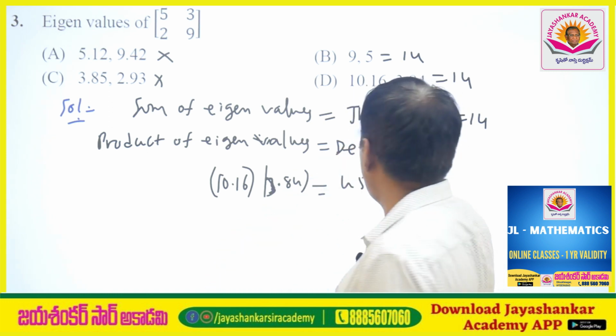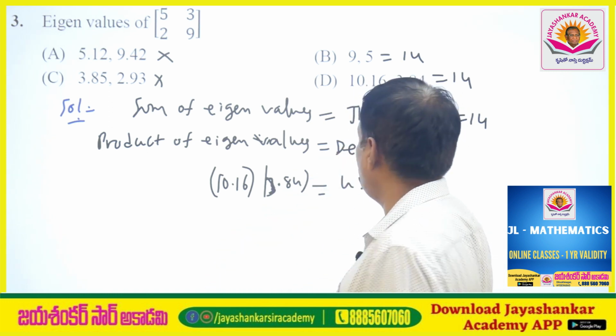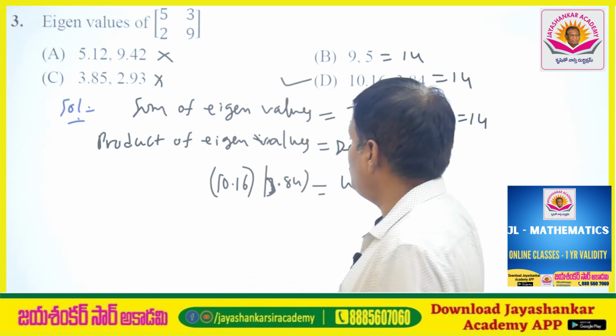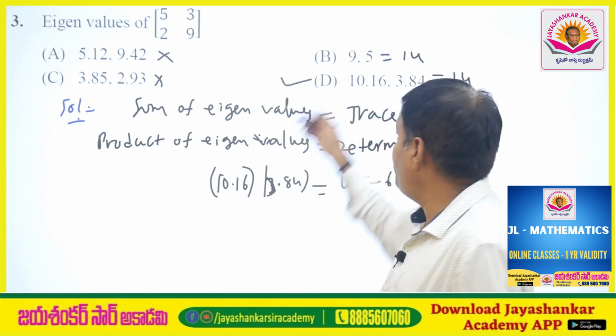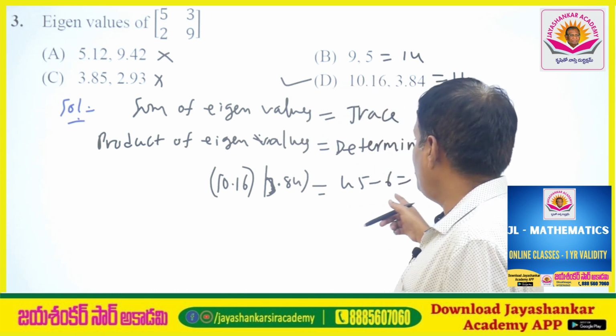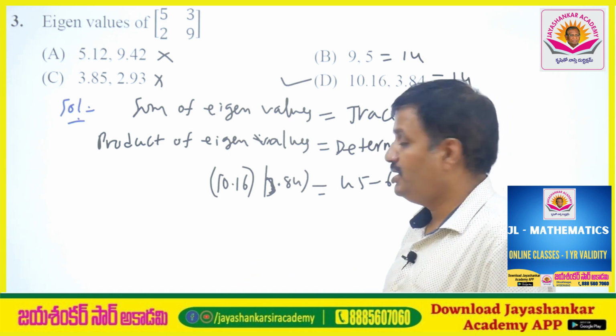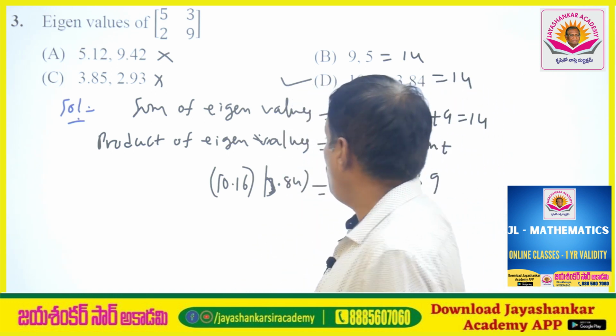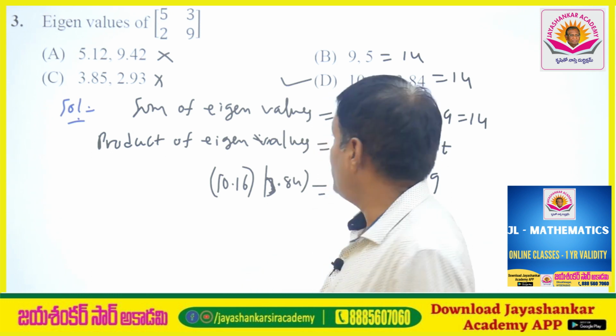10.16 into 3.84, the result is 39. Which option is correct here? Option D is correct. If you take 9 into 5, the product is 45, but we want the product, which is the determinant value here. It is 39. Which option equals the product of the eigenvalues, which is the determinant? Option D is the correct answer.